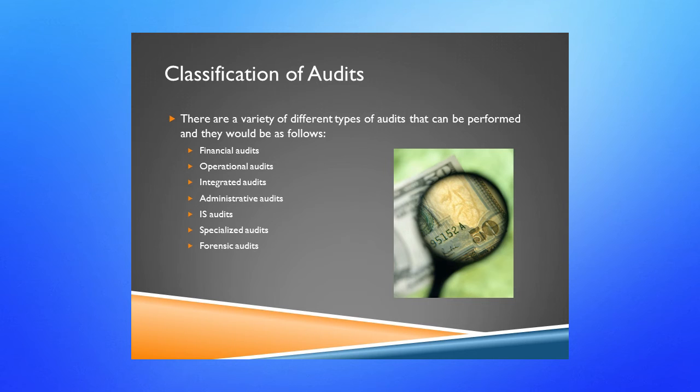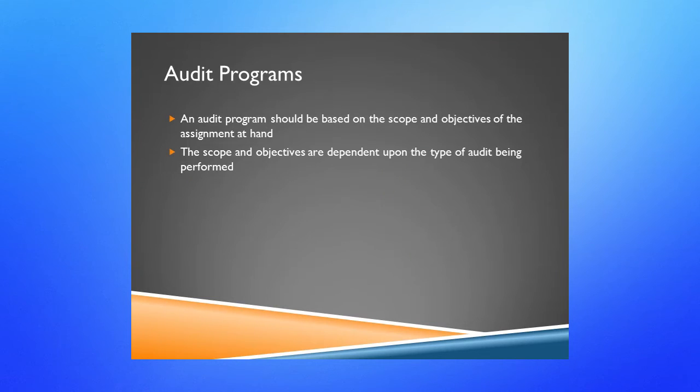And so these are some of the types of audits, remember, the classifications of some of the audits that we're doing. During your audit of an organization, you may be doing 2, 3, or all of these types of audits, depending again on the scope of what you were hired to do. Now, the overall audit program should be based on the scope and objectives of the assignment at hand.